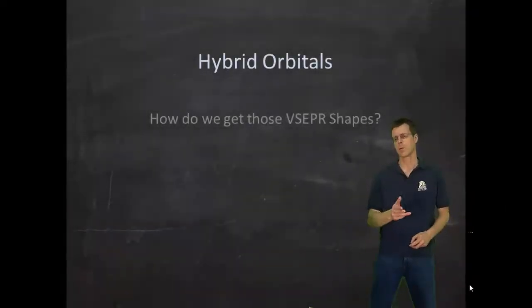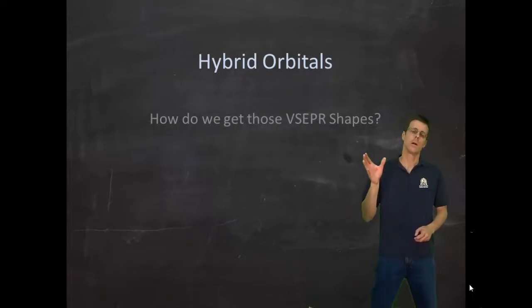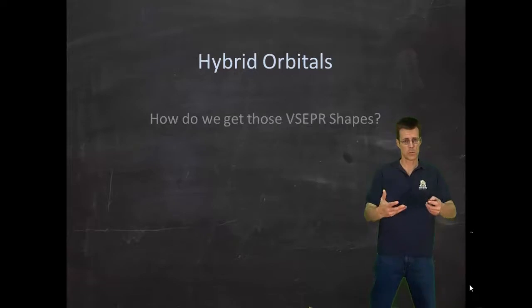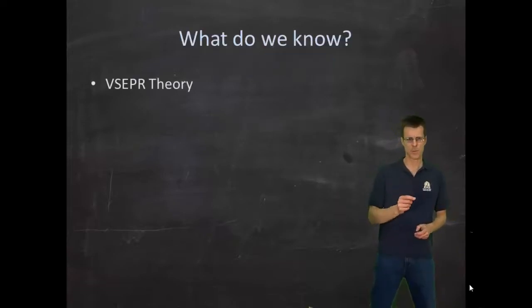So today we're talking about hybrid orbitals, and with hybrid orbitals what we're trying to do is make a connection between the theory that we have, quantum theory, explaining the behavior and the structure of the atom, and bonding, which for us turns out to be in the VSEPR shapes. So what we're going to do is start with our VSEPR theory.